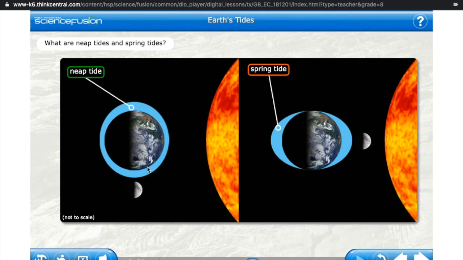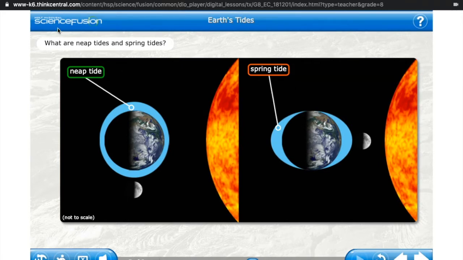As you can see, the gravitational pull of the moon is going up and down, and it has a larger gravitational pull than the sun, which is going left and right, or side to side. So you can see those gravitational pulls are in opposite directions.